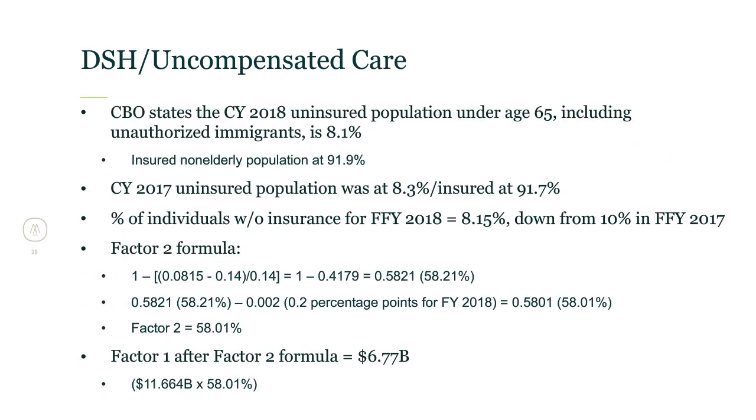This slide that we have here pertains primarily to the calculation of Factor 2. There's a lot of calculation here, and while we don't have time to get into the minutia of the calculations, it is important to note that the uninsured population continues to decline since the implementation of the Affordable Care Act. After the Factor 2 calculation is applied, the Factor 1 uncompensated care pool shrinks from $11.664 billion to $6.77 billion. So quite a haircut that happens in Factor 2.